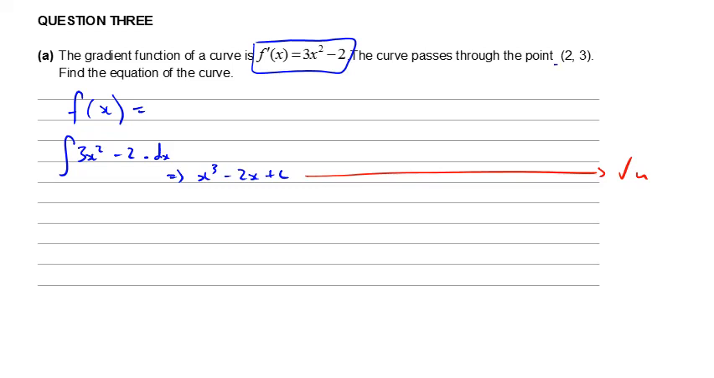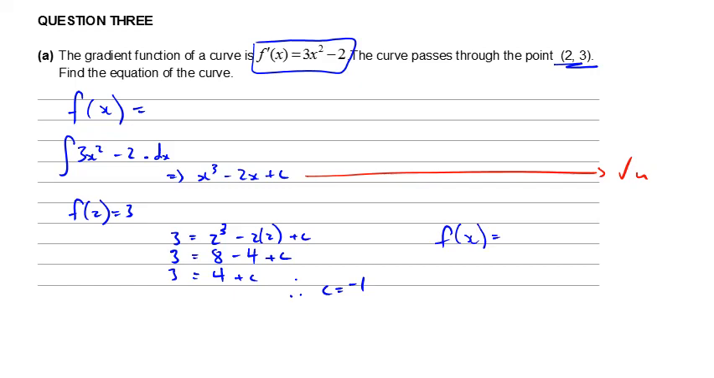Okay, it passes through 2, 3, so f2 equals 3. So 3 equals 2 cubed minus 2 lots of 2 plus c. 8 minus 4 plus c, that's 4 plus c, so therefore c must be negative 1. So therefore f of x, my answer, is going to be x cubed minus 2x minus 1. And actually you had to write that down, and that was your merit tick.